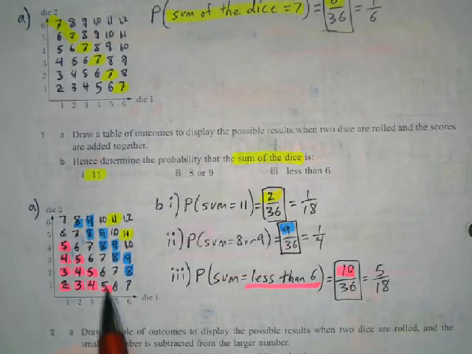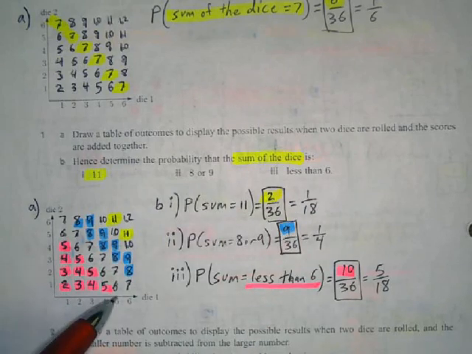The red ones, what's the probability that I'm going to get less than 6? All of the red ones I've added together, and I get less than 6.